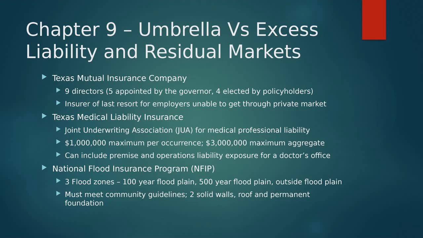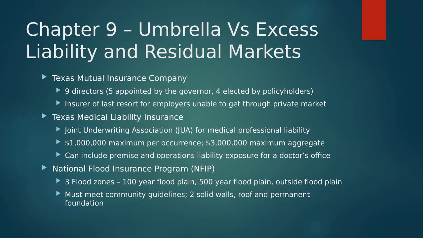The next one we're going to talk about here is Texas Medical Liability Insurance. This is a joint underwriting association, JUA, for medical professional liability for those that cannot find private professional liability for medical purposes in the state. This policy, when accepted onto it, will give you $1 million maximum per occurrence, a $3 million maximum aggregate. This can include premises and operations liability exposure from a doctor's office.